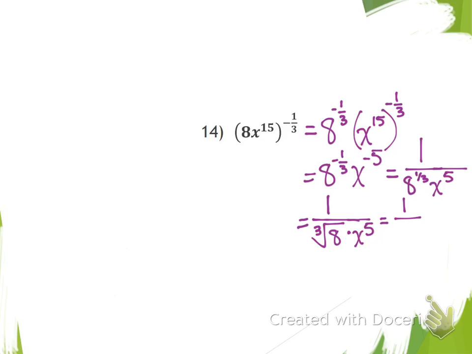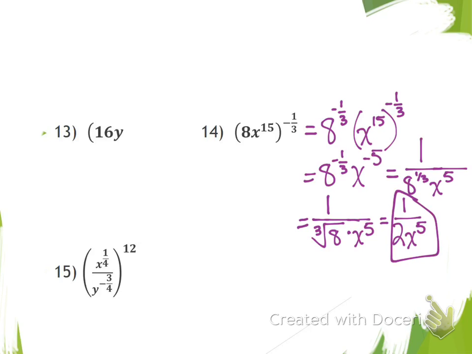The cube root of 8 is 2 with nothing left over. So we end up with 1 over 2x to the 5th. Do we have to keep the 1 over it? Yes, we've got to keep the 1 over it. It's a good question. If we didn't, we would be implying that the exponents are positive in the numerator, and that's not true. They're only positive in the denominator. There's the last one.